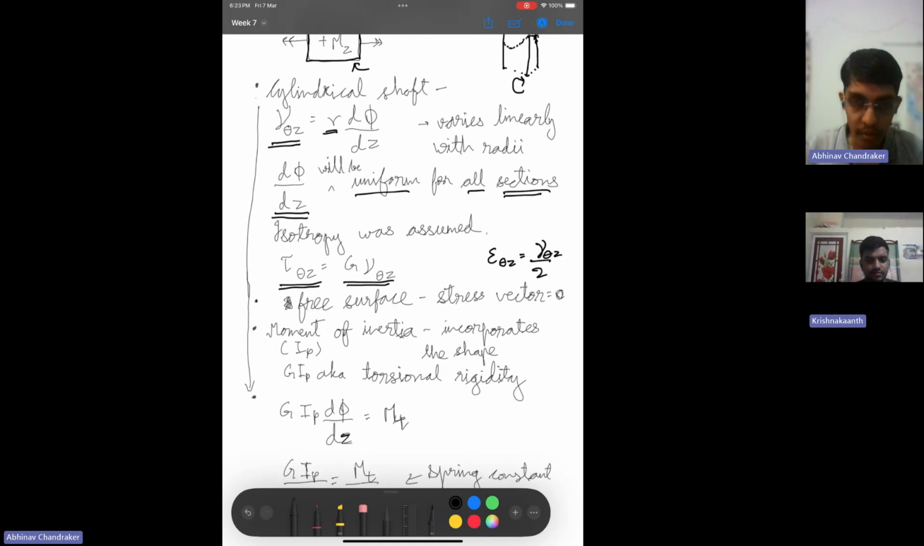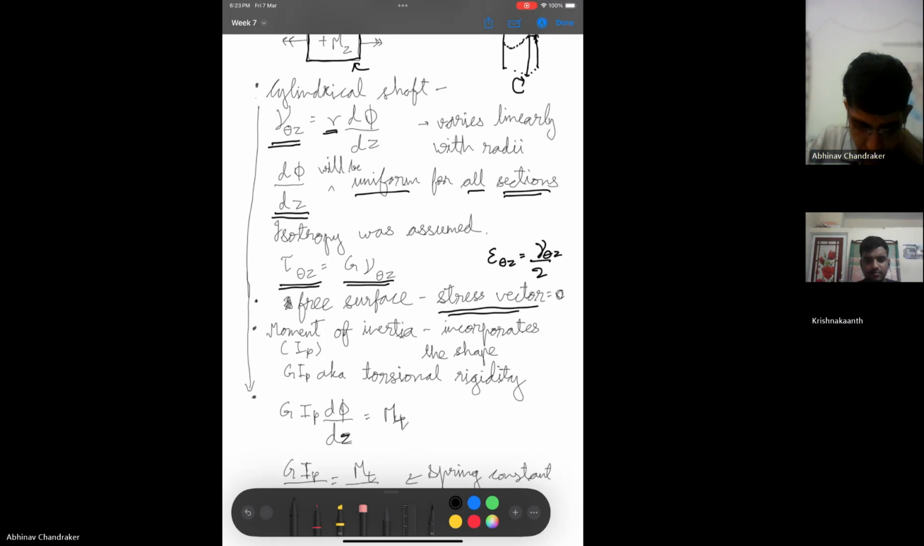Also, when you have a shaft, on the outer surface you have a free surface. And as we studied in some of the previous lectures, for a free surface, the stress vector on the surface is 0. So that again we have to keep in mind.